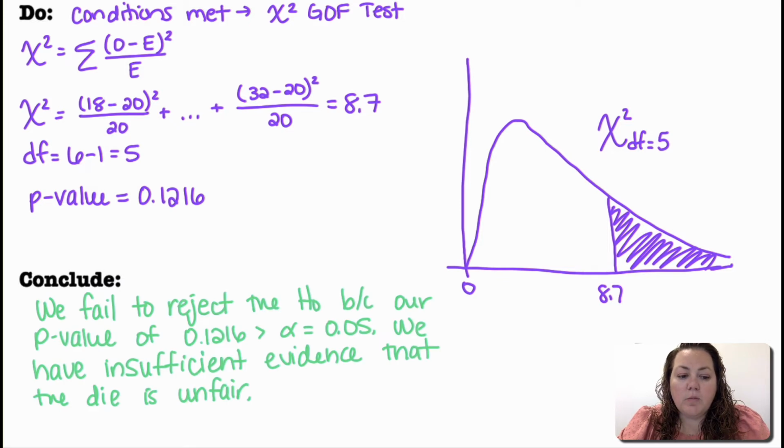Our conclusion would be we fail to reject the null hypothesis because our p-value of 0.1216 is greater than our alpha value. We have insufficient evidence that the die is unfair.